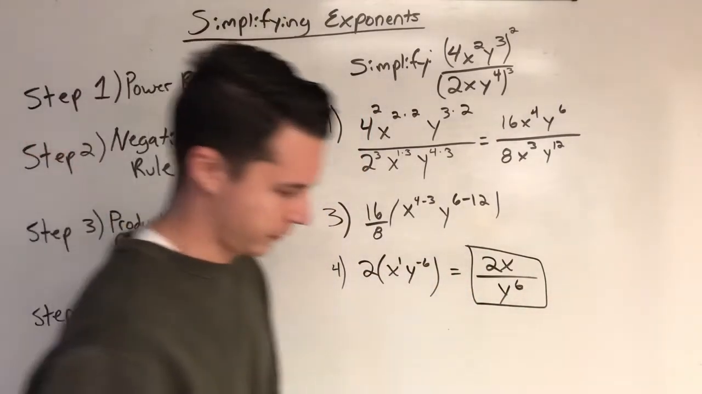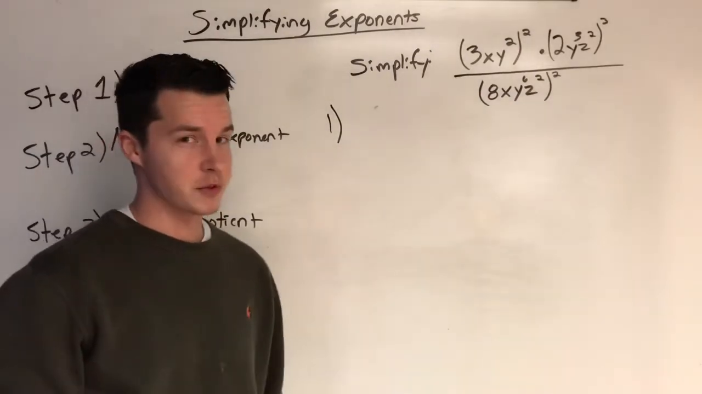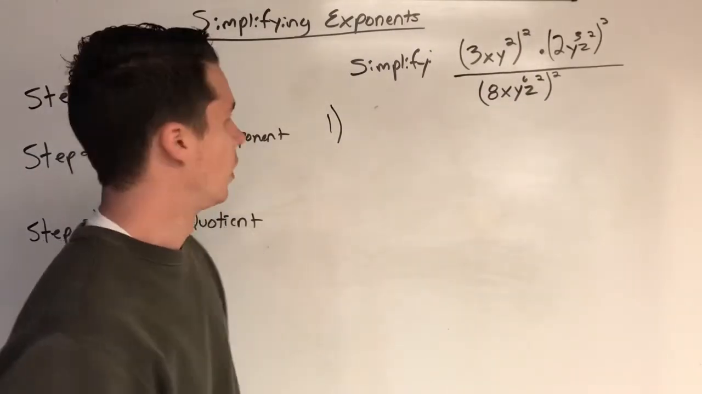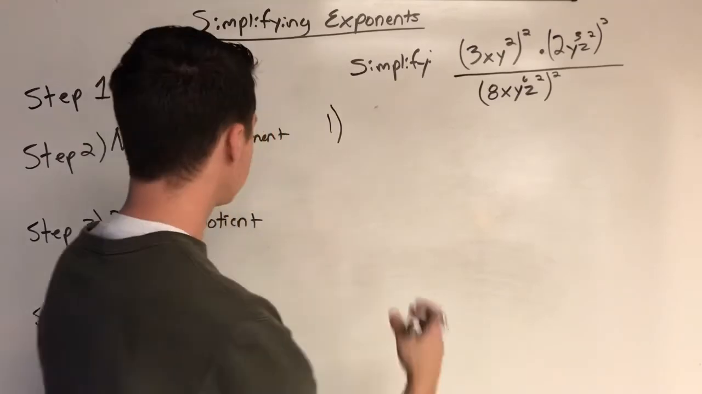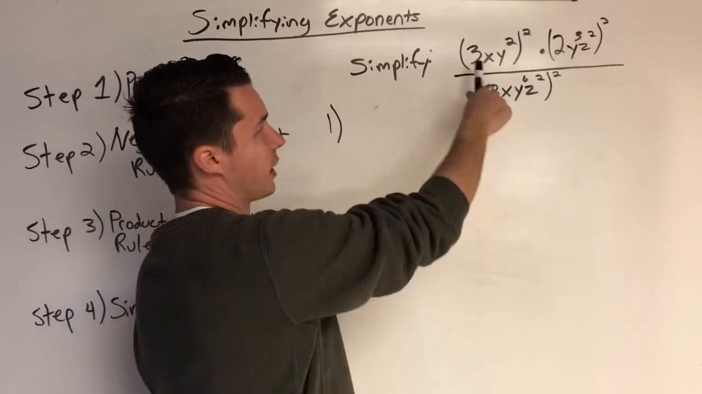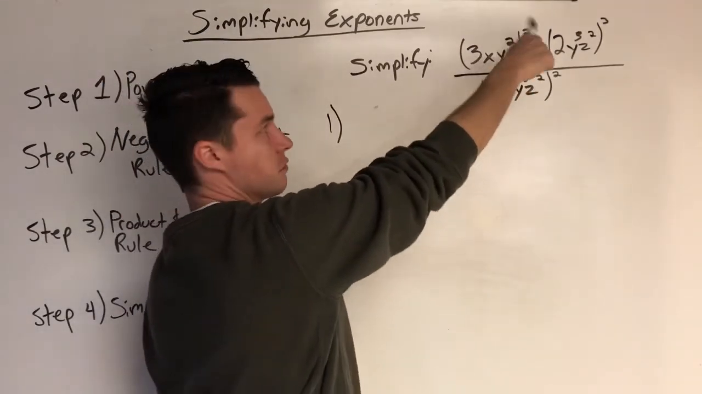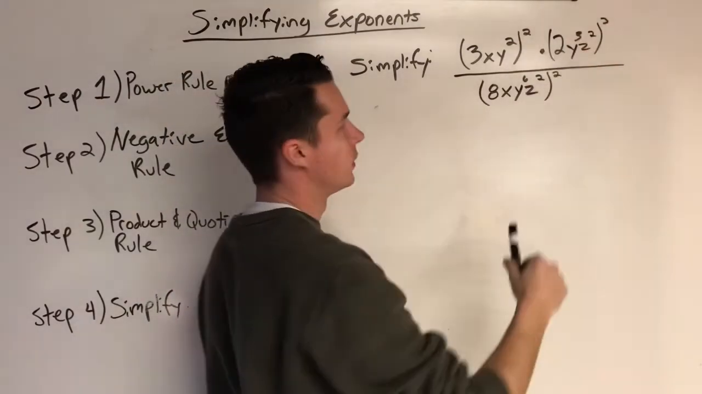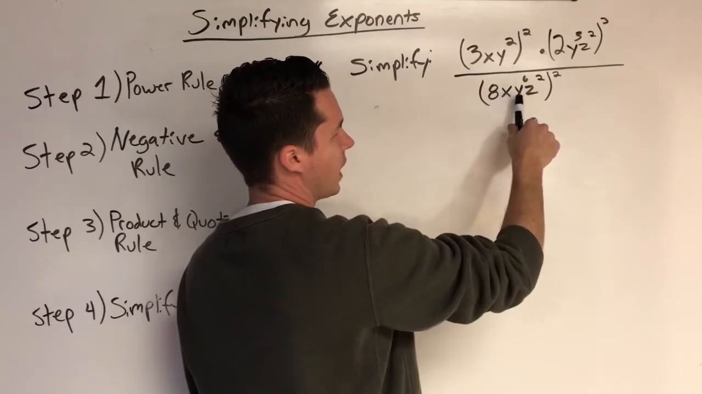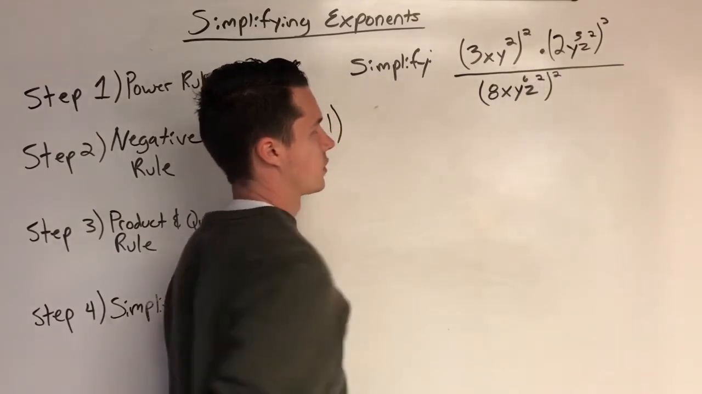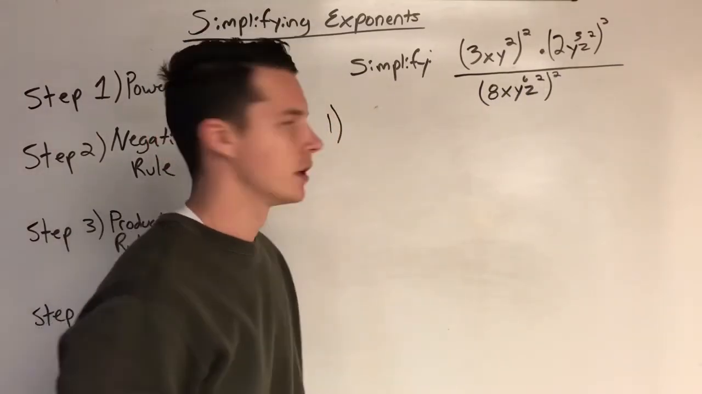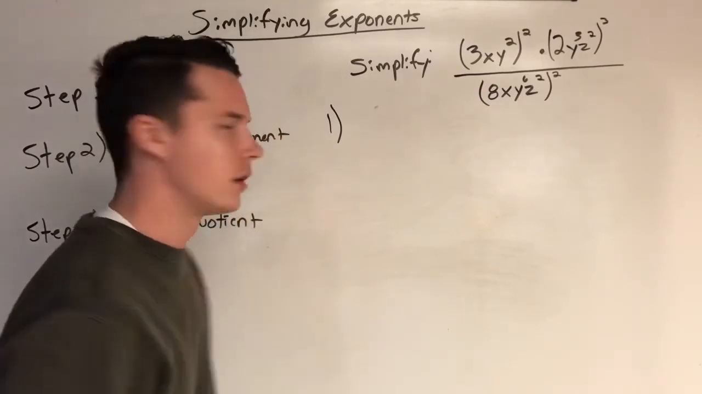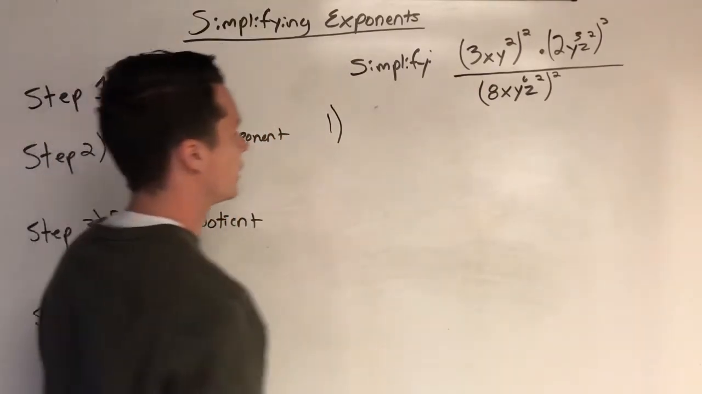Let's go ahead and do one more. All right, now for these, because the problems are long and I don't want you to go to sleep, I'm just going to do one more example. So we're going to simplify 3xy squared, square that, 2y cubed z squared, cubed, all that divided by xy to the 6 z squared, squared. Whew, that's gross. Well, just take it slow, follow these steps. You can all do this.